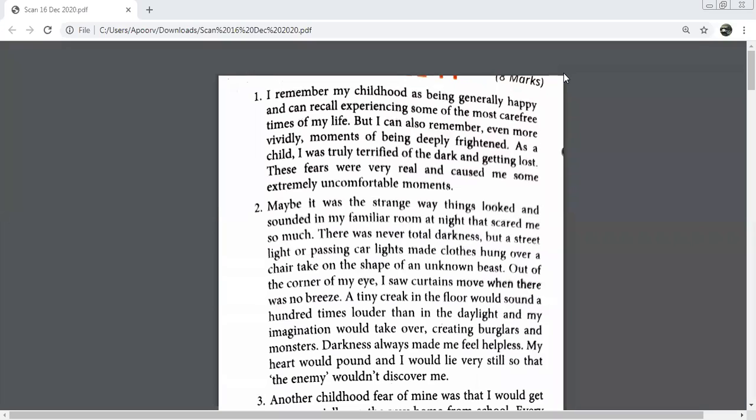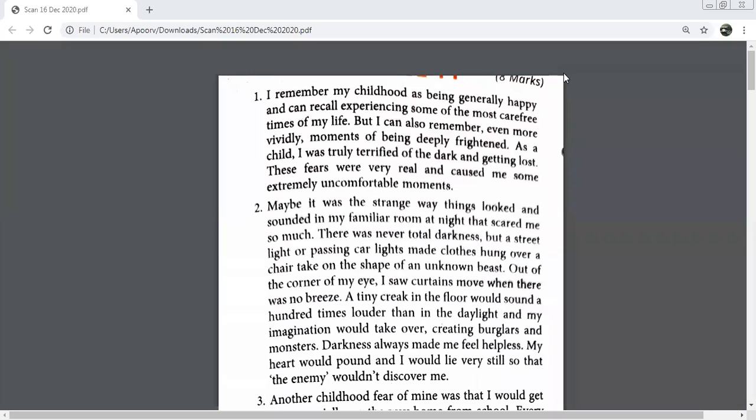Ma'am, heading: fears of childhood. Subheading: strange things at night. Clothes taking shape of beast. Curtains moving without breeze. Creaking sound. Darkness making helpless. Lying still with pounding heart. Okay. Anyone else would like to speak, or should we go and check out how close we are to the answers?